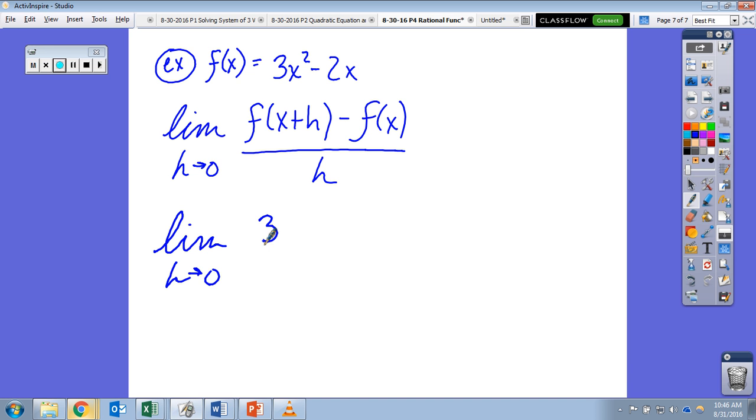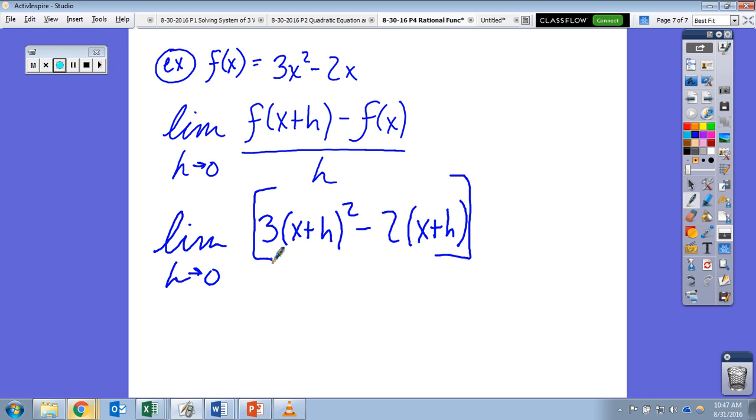Wouldn't it be 3 times x plus h squared, minus 2 times x plus h? Yeah, and then minus, in parentheses, f of x. I'm going to write x squared just to make it clear, minus 2x. Now we're doing this part, you just plug it in. Oh, okay, gotcha. And then f of x, this is f of x.